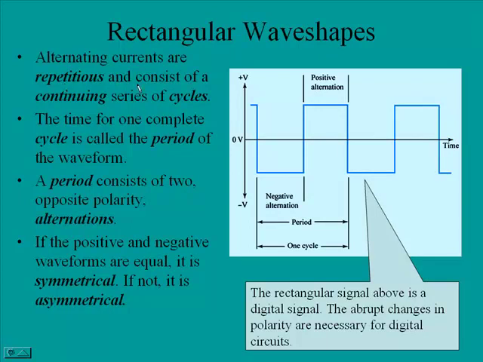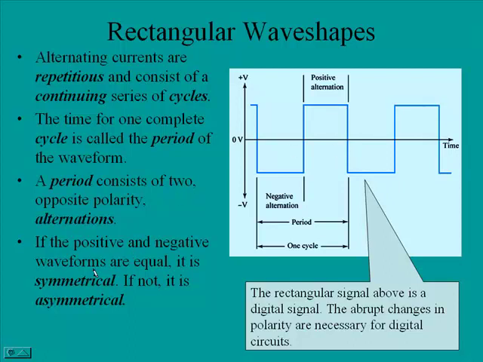Alternating currents are repetitious and consist of a continuous series of cycles. Here we have an example, a continuous series of cycles. The time for one complete cycle is called the period of the waveform. Here we have one complete cycle, and that is referred to as a period. A period consists of two opposite polarity alternations. Here we have one going negative, one going positive, and that makes up one complete period.